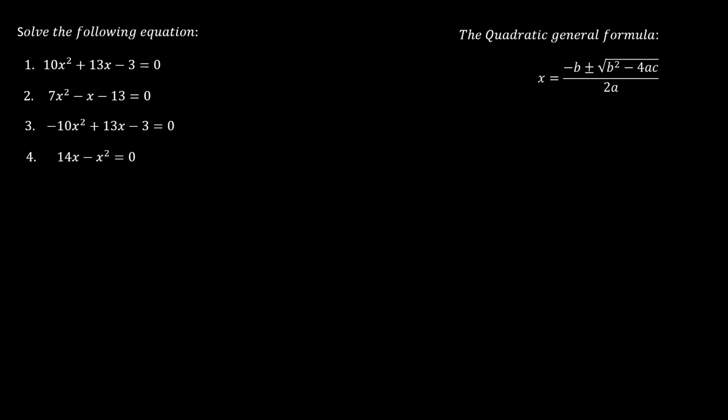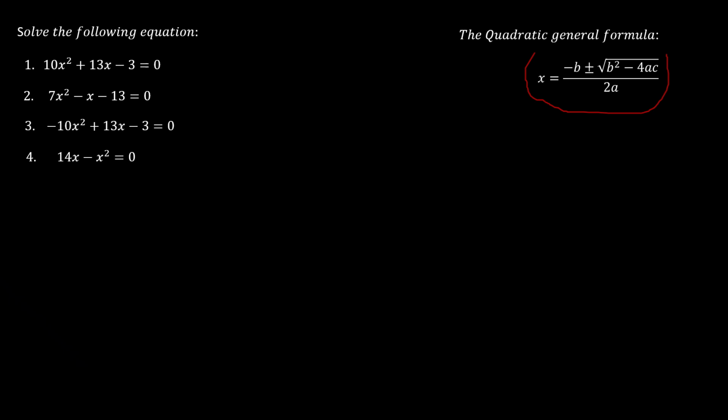Today I'm going to show you the easiest way of finding the roots of a quadratic equation, which is using the quadratic general formula. So I got the quadratic general formula, so I put it in this place, which is x is equal to minus b plus or minus root b squared minus 4ac all over 2a. So what we'll do next is that we're going to find which one is the a, which one is b, and which one is c.